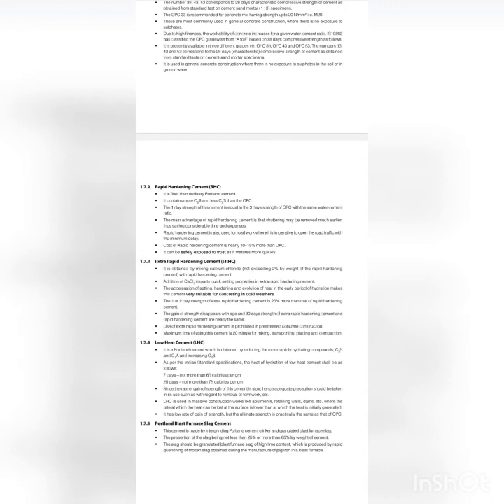Low heat cement, LHC. It is Portland cement which is obtained by reducing the more rapidly hardening compounds C3S and C3A and increasing C2S. As per the Indian standard specification, the heat of hydration of low heat cement shall be as follows: 7 days, not more than 65 calories per gram, 28 days, not more than 75 calories per gram. Since the rate of gain of strength of this cement is slow, adequate precautions should be taken in the use of such cement, such as the rigors of removal of formworks, etc.